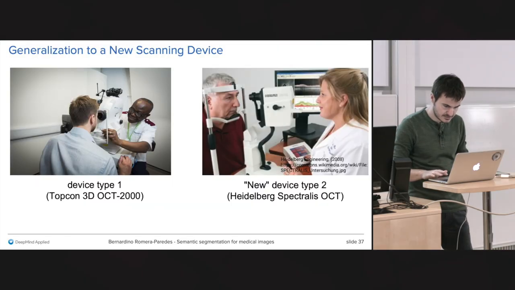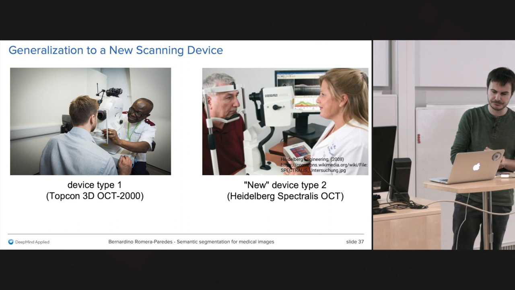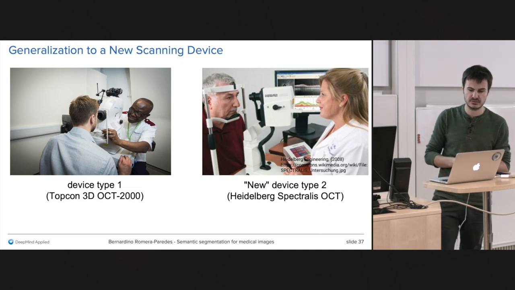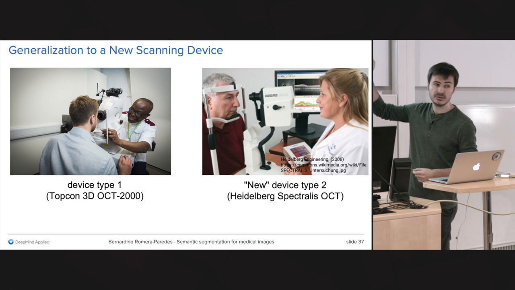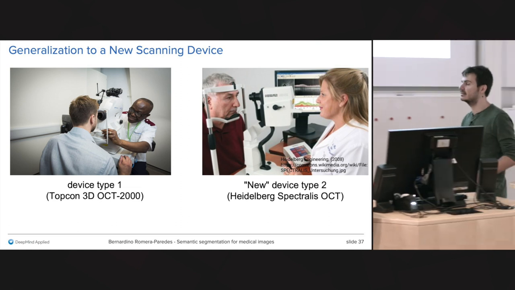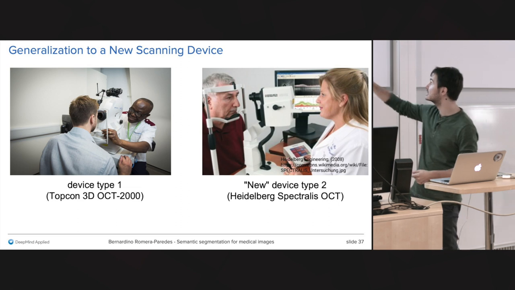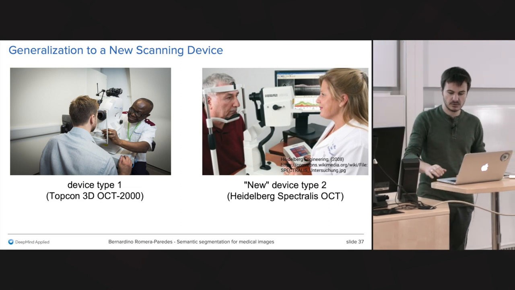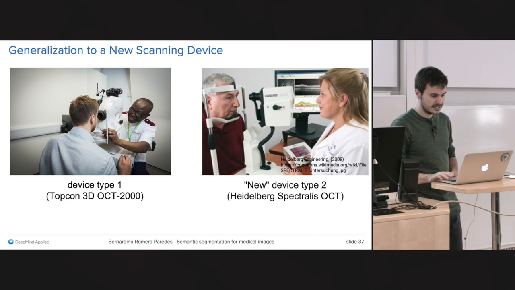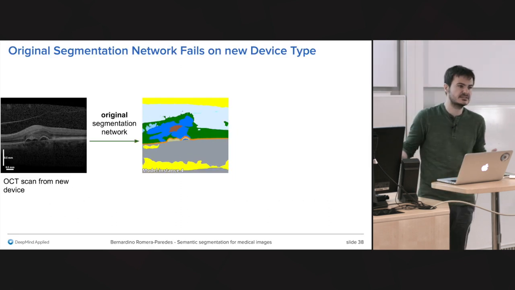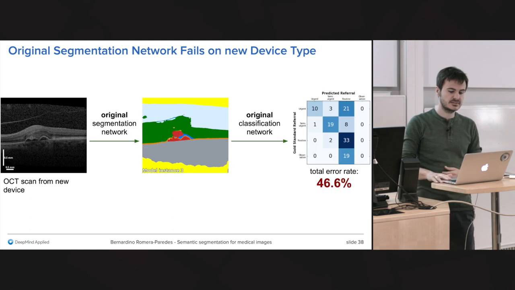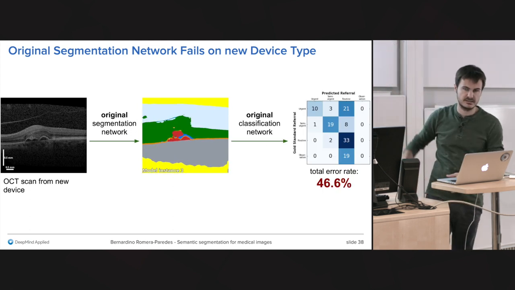So that's here. And that is briefly what I mentioned before about having different scanning devices and how our framework can deal with it. In the experiments I've shown before, we have been using this kind of scan, the TOPCON. Then we got a new set of scans from a different scanning device. When we feed the scans from here into our pipeline, which was trained only on the old device, we get something like this, which doesn't make sense. It's a constellation of tissues that are meaningless. And of course, if we put this as input to the classification network, we get very bad classification errors.